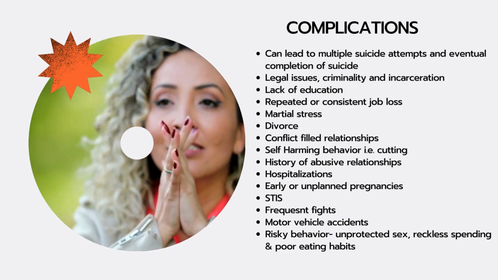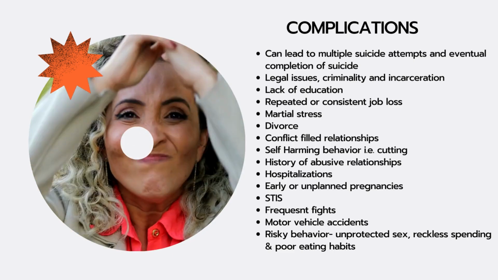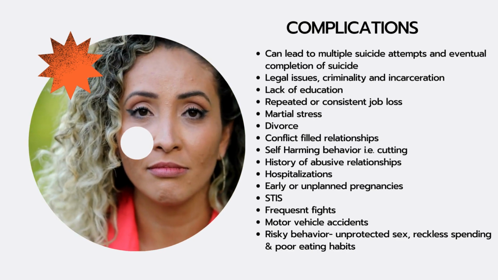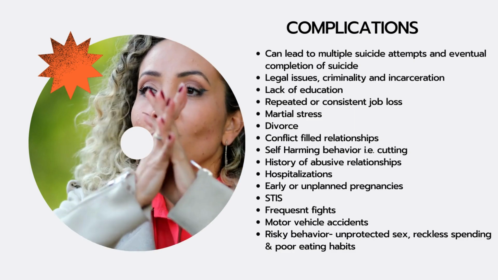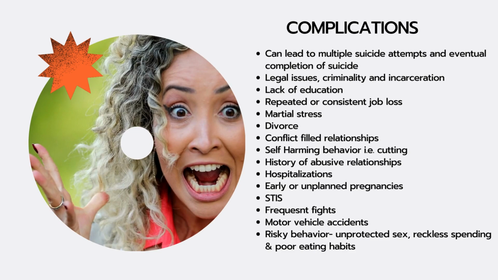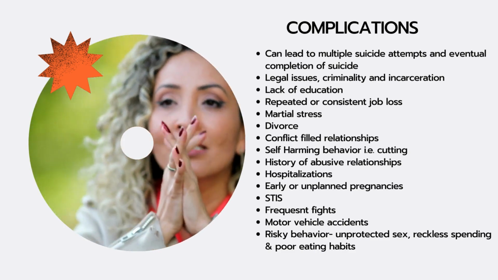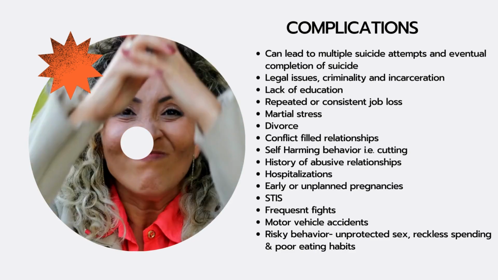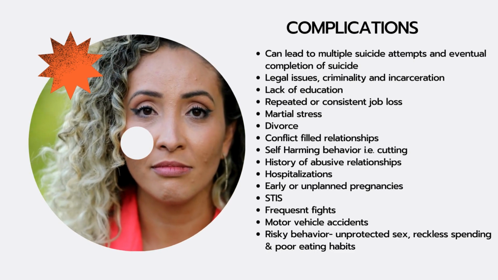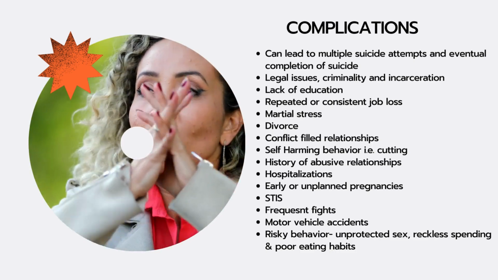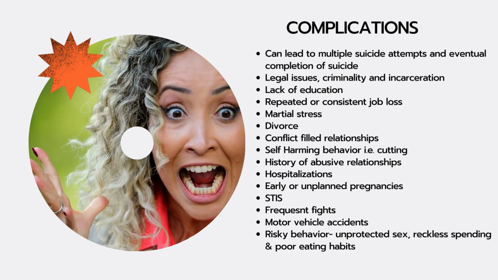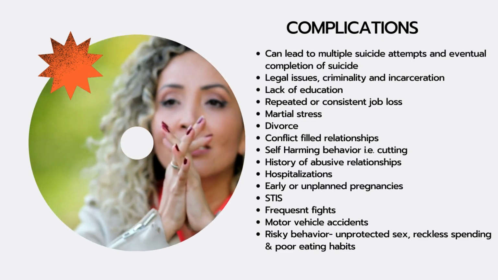There's a high prevalence of conflict filled relationships, and these poor relationships also contribute to self harming behaviors such as cutting. Often, these relationships can be abusive, and there may be a history of abuse in their intimate partner relationships. Often, people with borderline personality disorder are hospitalized, so there's often more than one case where they are hospitalized. There may be early or unplanned pregnancies. They often experience STIs. They have frequent fights in their relationships.